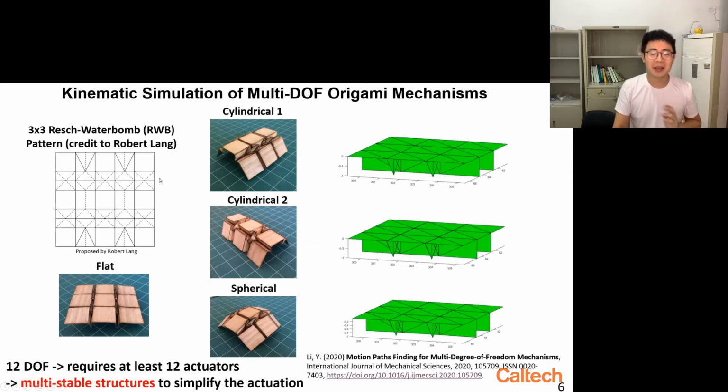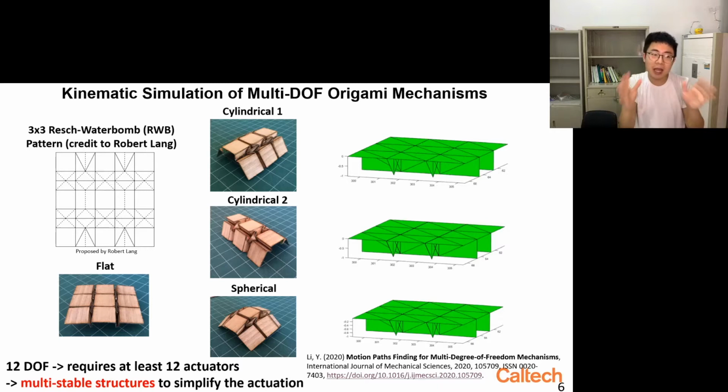Here's our initial idea. This origami pattern was proposed by Robert Lang, who is our collaborator. You follow this pattern, and when you fold it completely, it becomes flat. You can have 9 antenna tiles on top of it. And this geometry can be reconfigured into cylindrical 1, cylindrical 2, and spherical. Great, it's doing what we want. Sounds like we have a solution.